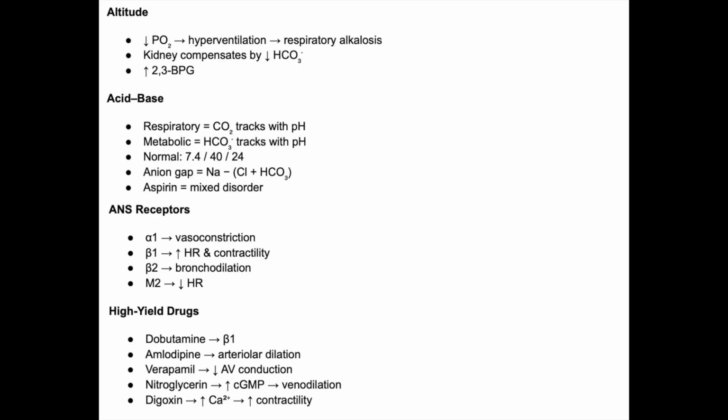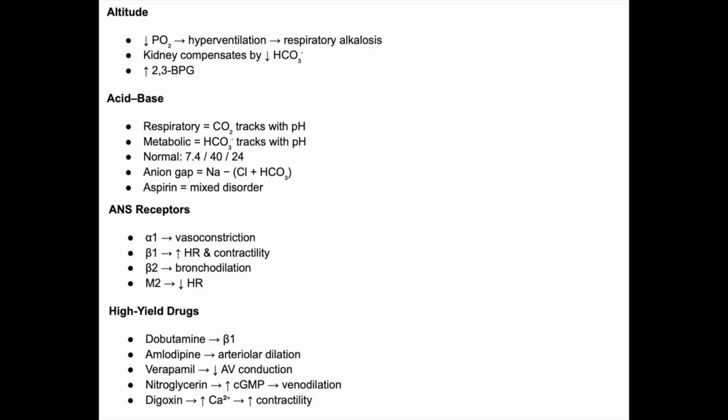And so finally, we have the slide that will integrate respiratory physiology with acid-base and pharmacology. At altitude, decreased PO2 stimulates hyperventilation. Hyperventilation lowers PaCO2, producing respiratory alkalosis. The kidneys compensate by excreting bicarbonate, and over time, 2,3 BPG increases to improve oxygen unloading.